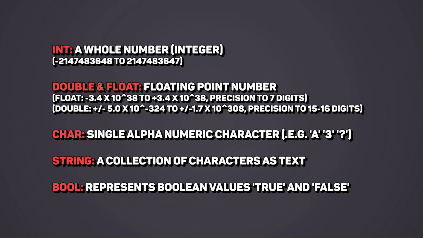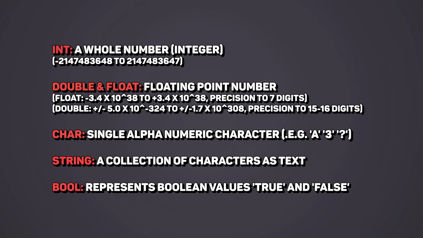So let's cover some of the basic variables in C#, also known as primitive types, and we're going to use these in this and upcoming videos. There's int, which is an integer or whole number that can be positive or negative within the ranges shown on screen now. Double and float, floating point numbers that can also be positive or negative. These have different ranges and precision values, with double being more precise. Char, which stores a single alphanumeric character, like say a letter of the alphabet. String, which stores a collection of characters as a piece of text.